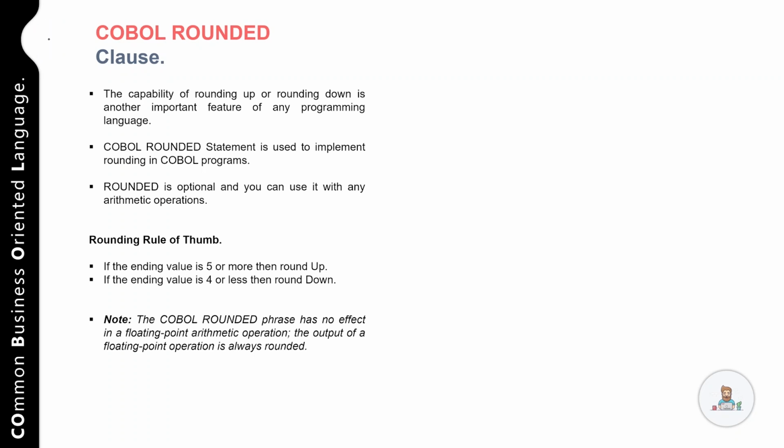Apart from that, you should always remember that if the ending value is 5 or more, then round up is going to happen. If the ending value is 4 or less, then round down is going to happen. Last but not least, the COBOL ROUNDED phrase has no effect in a floating point arithmetic operation. The output of a floating point arithmetic operation is always rounded.